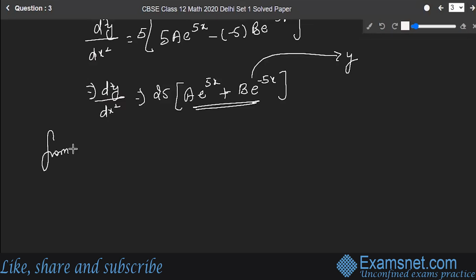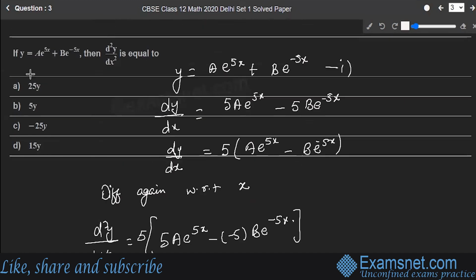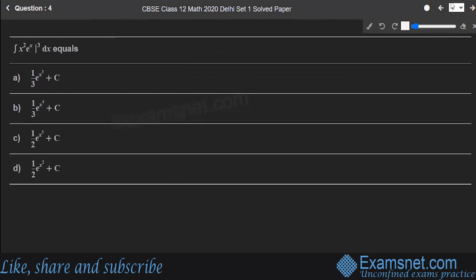So from 1, d square y upon dx square is equal to 25y. So that means your option A is the correct answer. Hope you understood that. Next question number 4. You have to find the integral of x square e raised to power x cube.